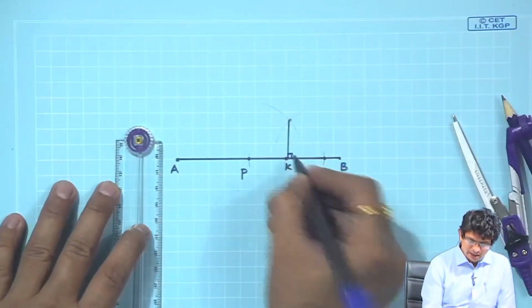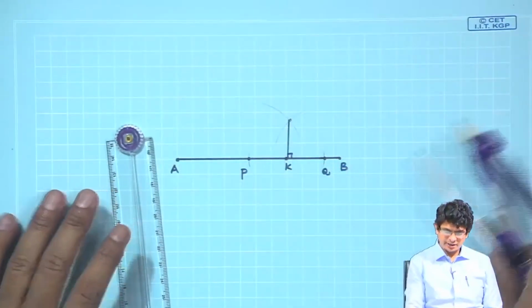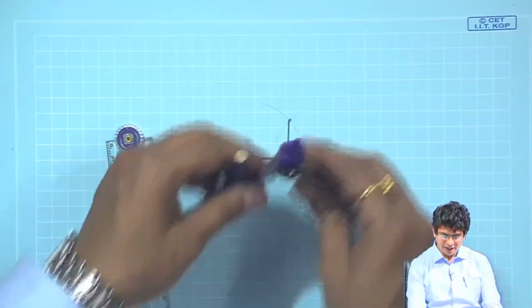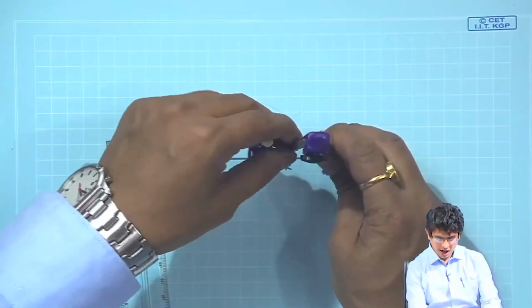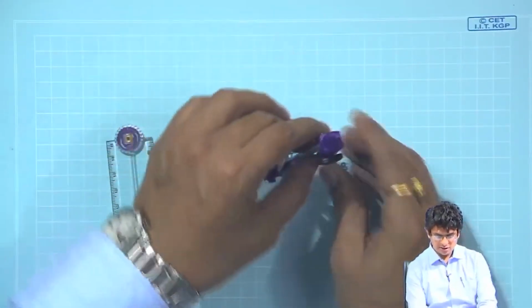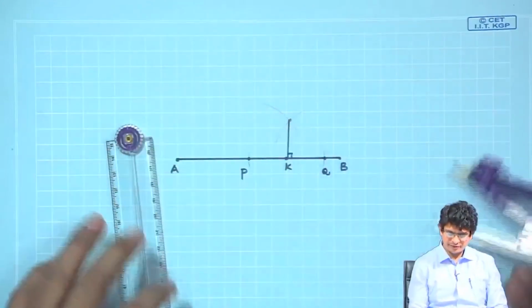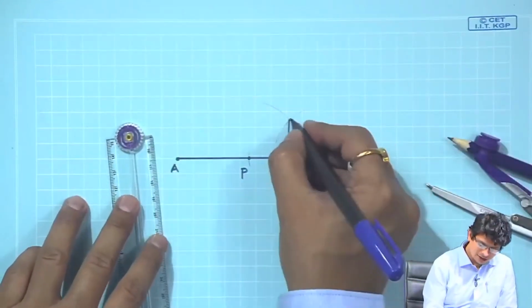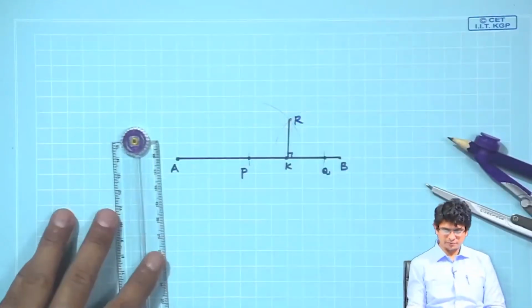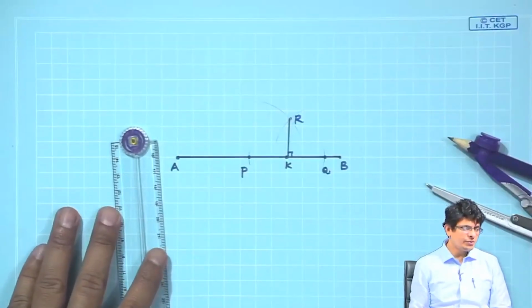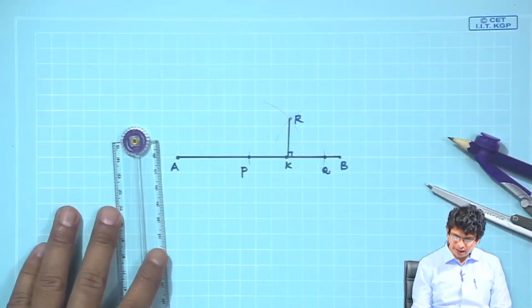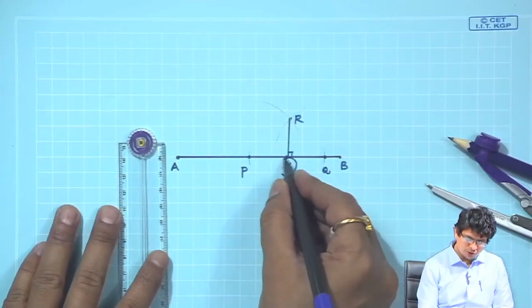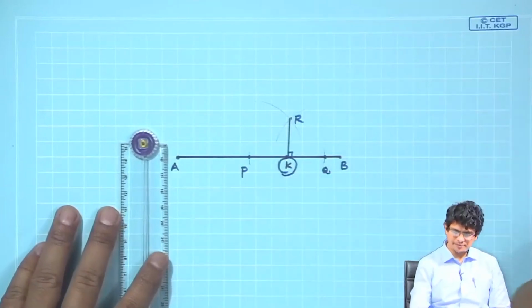and this angle will be 90 degrees. So, one has to be careful while drawing these arcs length, and let us call this point R. So, this is the way we construct a perpendicular line passing through point K.